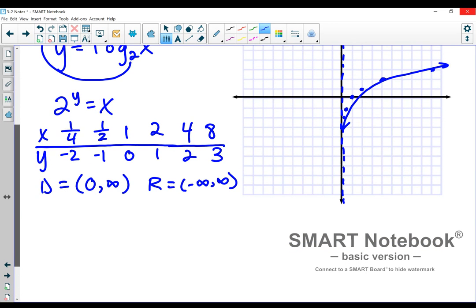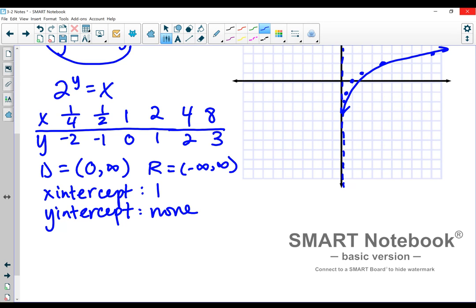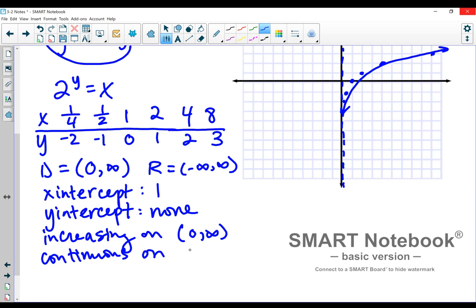Let's see, what's next? Our x-intercept is now 1, and our y-intercept is now none. So that's reversed from before. We have increasing on the entire function, so increasing on 0 to infinity. We're continuous on the whole function, so continuous on 0 to infinity.